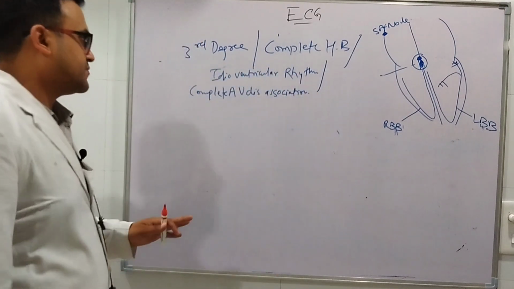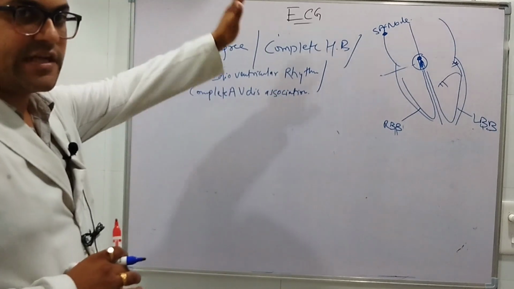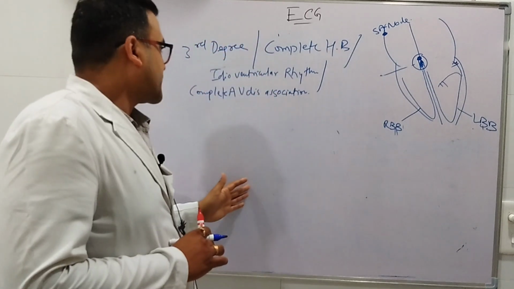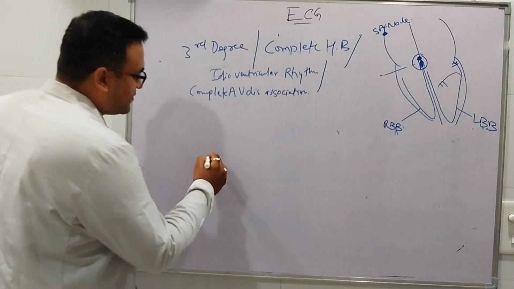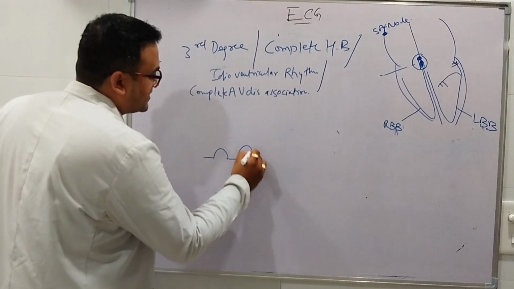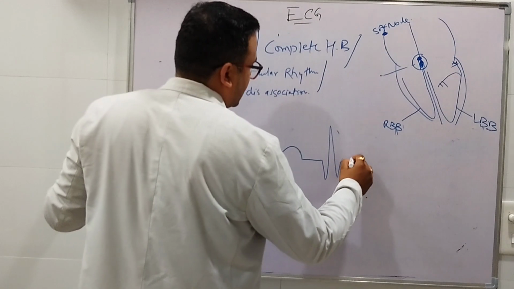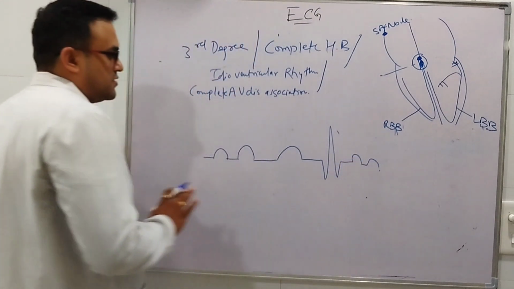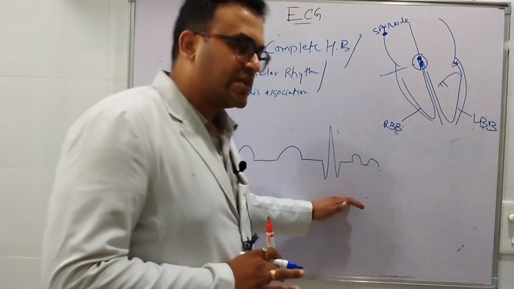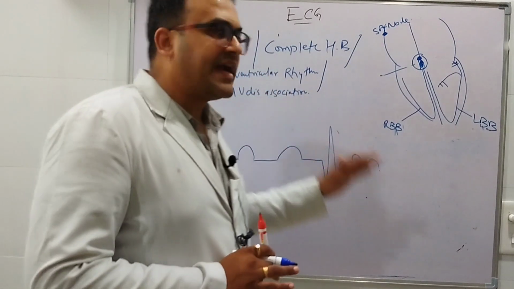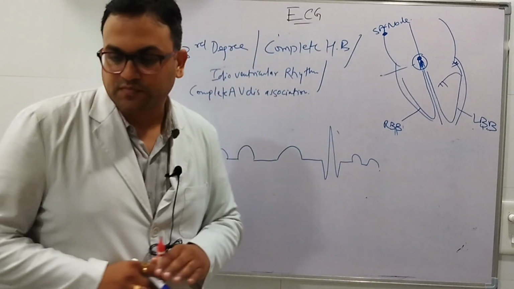All are the same thing, meaning there is no association between the atrium and the ventricles. The ventricle has become idio and the atrium is firing at its own pace. There is no relation between P, QRS and T. Ventricle is firing on its own. The atria is firing on its own. So this is called complete heart block.